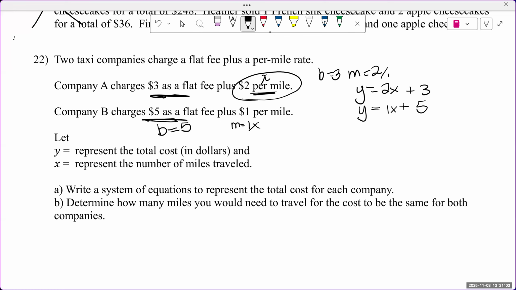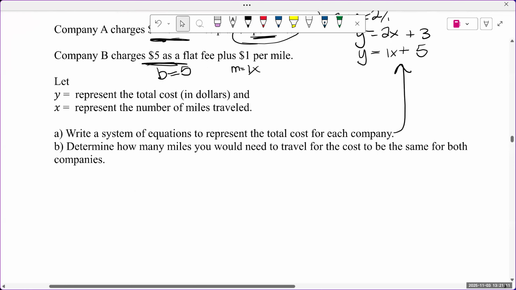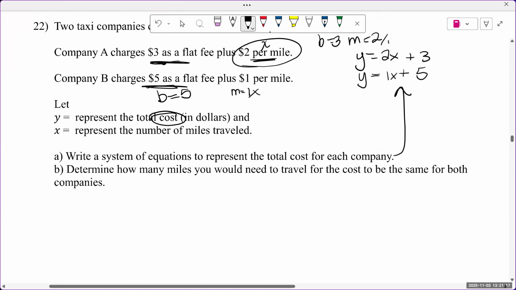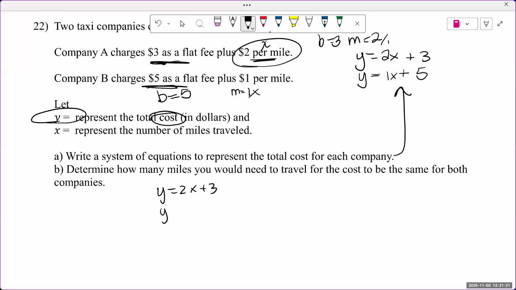Okay, write a system of equations to represent the total cost for each company. B, determine how many miles you would need to travel for the cost to be the same. We want the two costs to be equal. So that means we're going to set them equal to each other. So y equals 2x plus 3, y equals x plus 5. We're going to use the substitution method. We have y equals, y equals. We are going to set them equal to each other.